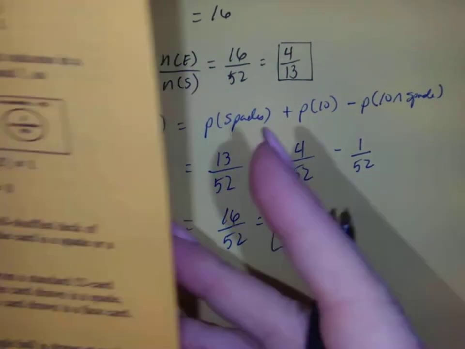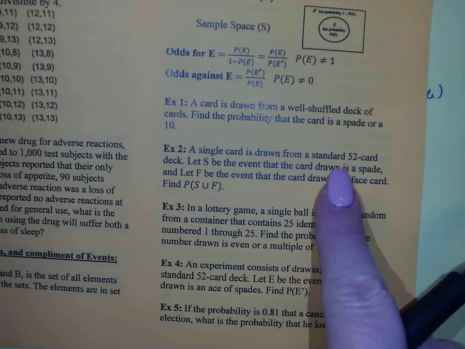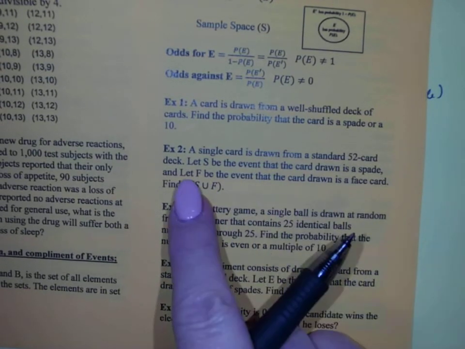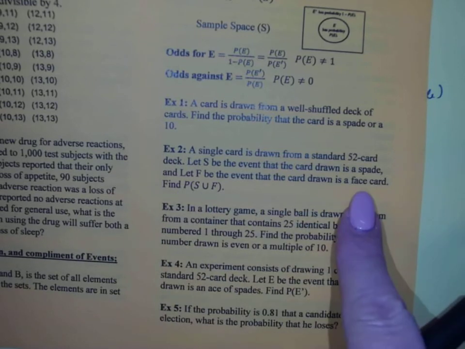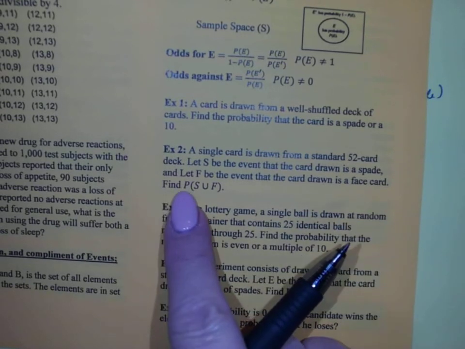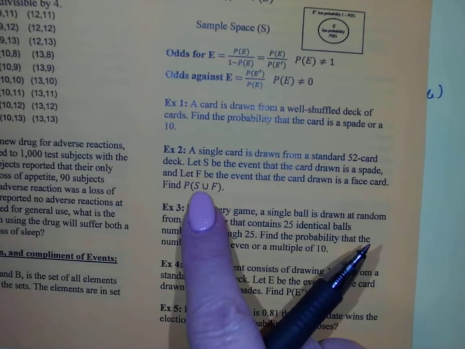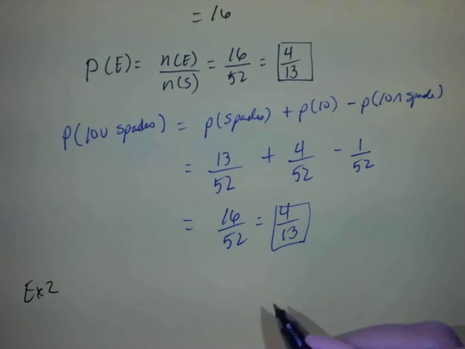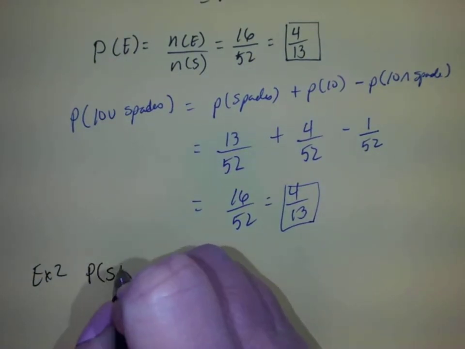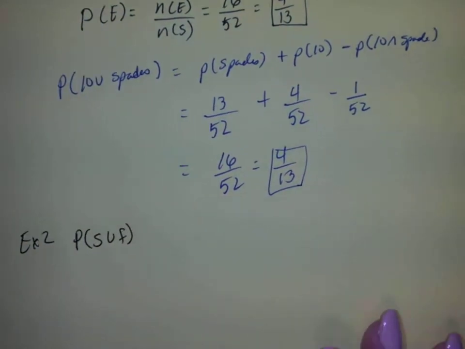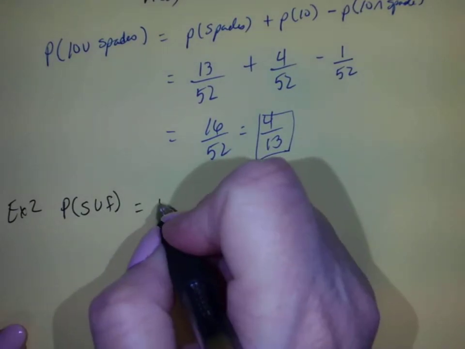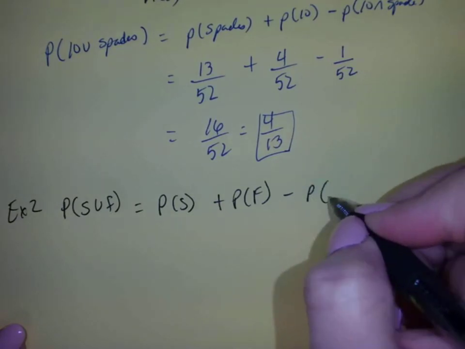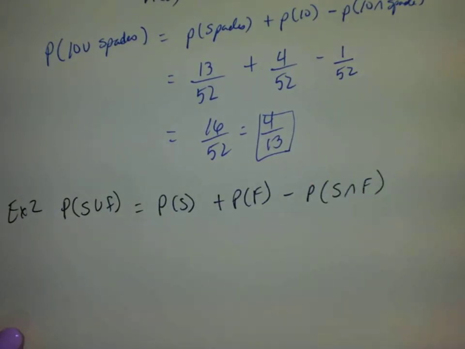So in example 2, a single card is drawn from a standard 52 card deck. Let S be the event that the card drawn is a spade, and let F be the event that the card drawn is a face card. Find the probability of drawing a spade or a face card. All right, so we have the probability of S union with F, a spade union with a face card. So this will be the probability of S plus the probability of F minus the probability of the intersection of S and F.